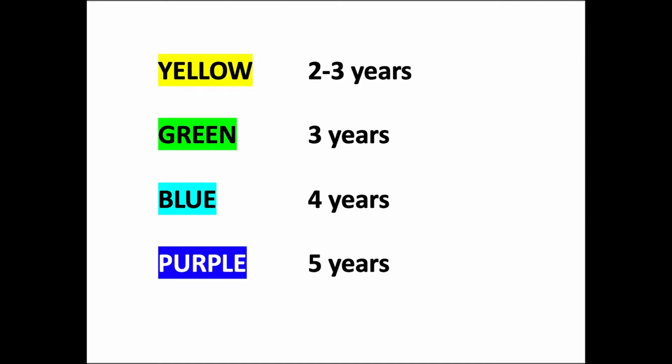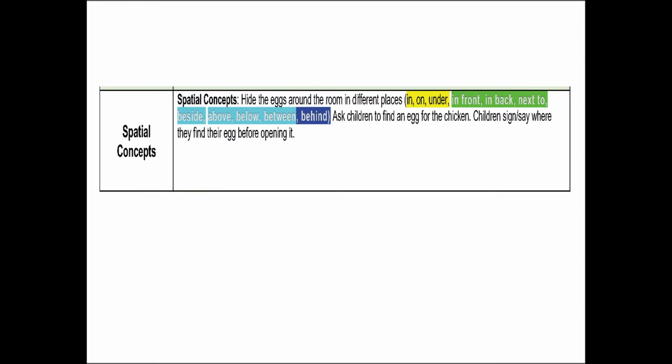Concepts that children should know when they are 2 to 3 years old will be colored in yellow. If they should know a concept when they are 3 years old, it will be colored green. And then 4-year-old concepts will be blue, and 5-year-old concepts are purple. Now let me show you how this works in a language activity.